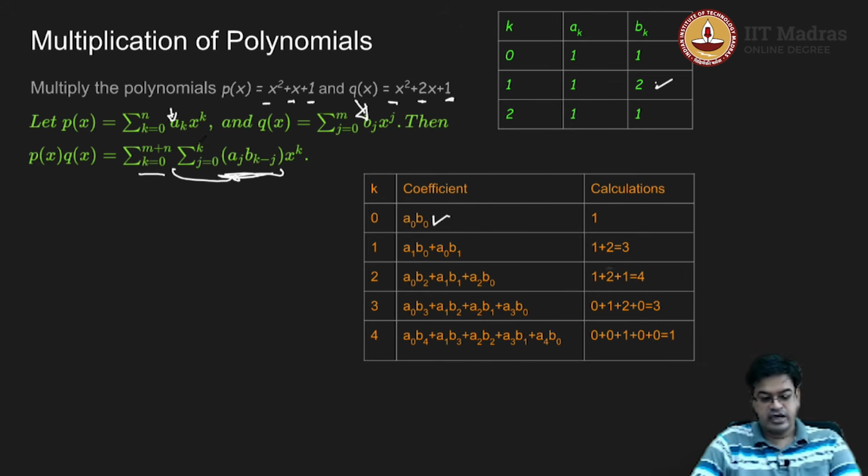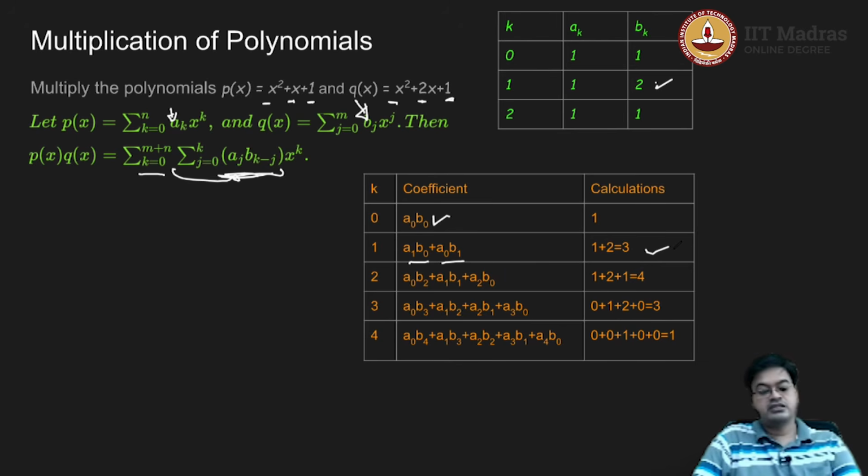So it will have a naught b1 plus a1 b naught. These two terms are there. So let us compute them through this table. A1 is 1, b naught is 1, so this will retain 1, a naught is 1, b1 is 2, so it will give you 2, so together it is 1 plus 2, which is equal to 3.